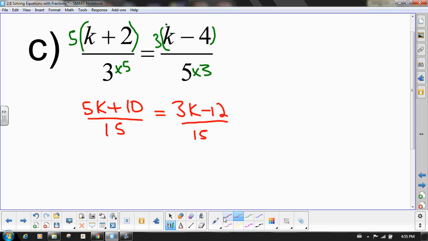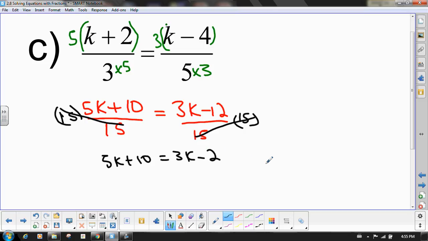Now that I have these 15s here, I'm multiplying both sides by 15. Because then that gets rid of my denominator, and I'm left with 5k plus 10 equals 3k minus 12. And now we're back to solving a multi-step equation. We want to get the k's that are on both sides onto the same side. So I'm going to subtract 3k because that's the opposite of adding 3k.